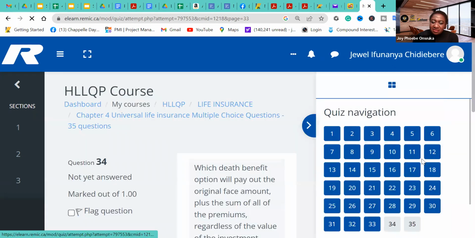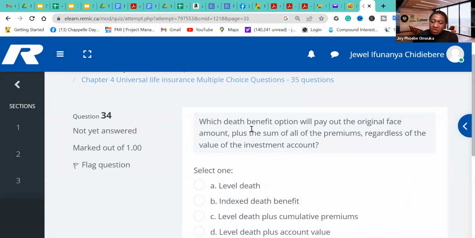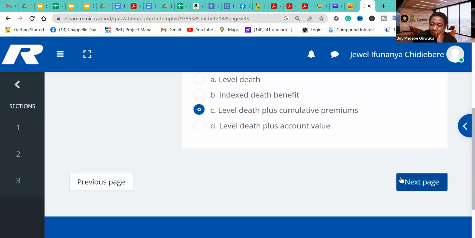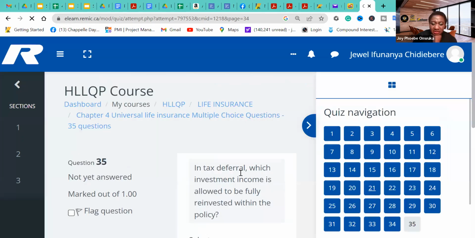I think so. 34. Which death benefit option will pay out the original face amount plus the sum of all premiums, regardless of the value of the investment account? Level, no. Index, no. Level plus cumulative premium, yeah. All right.